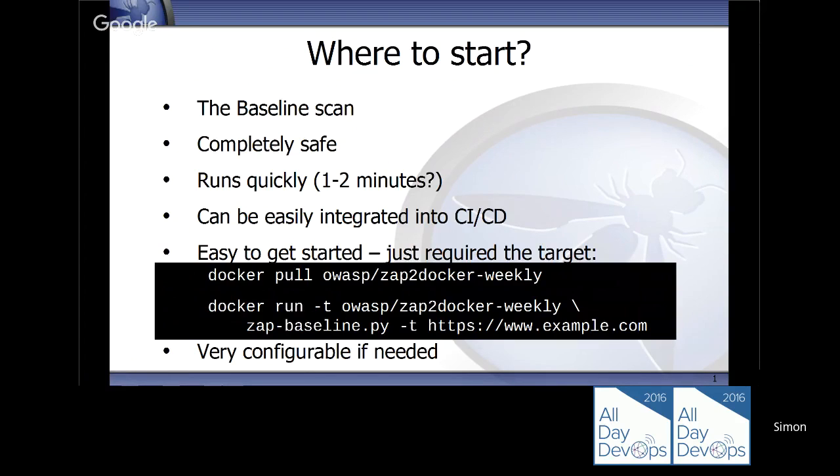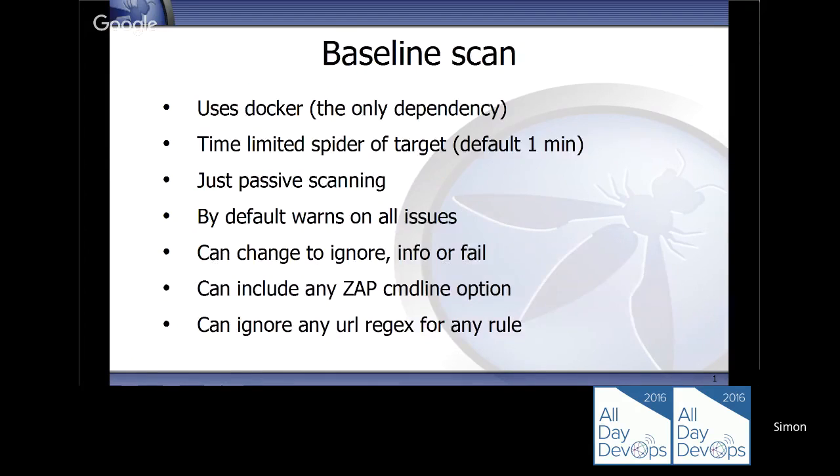It is a bit superficial, but to get started, all you need to do is pull the relevant Docker image. In this case, I've got the weekly one there, and then to run it, passing in the target application, target URL. So it's very quick to use and very quick to get started, but it's also very configurable if you need to. So it uses Docker. That is the only dependency. You don't need to install Java or anything like that because it's included in the Docker image.